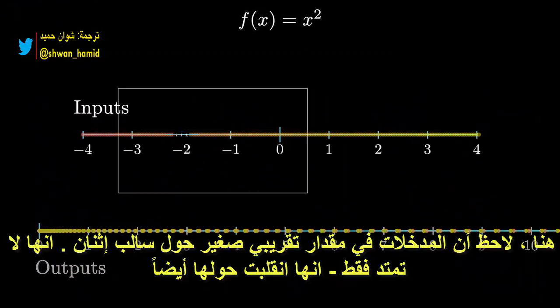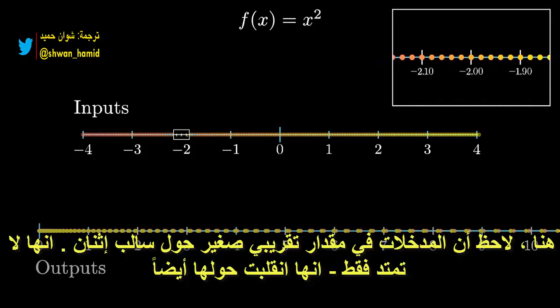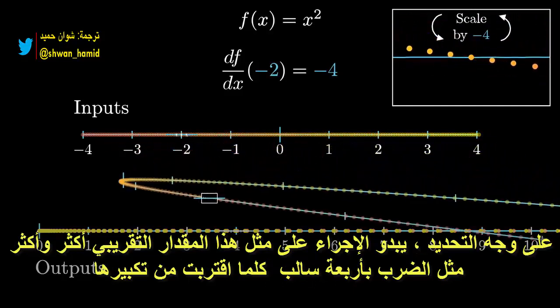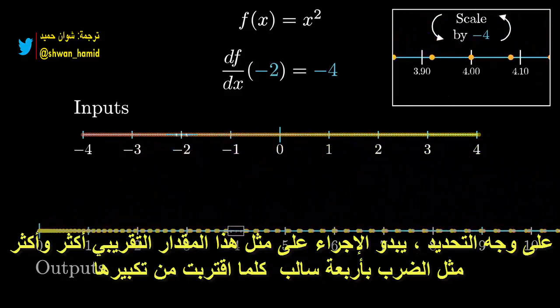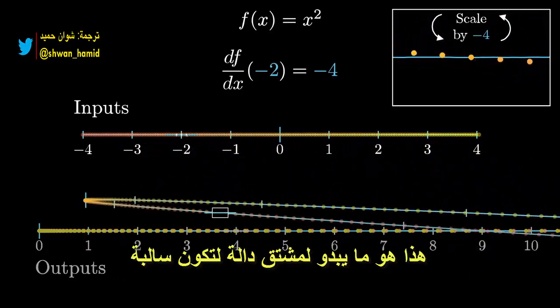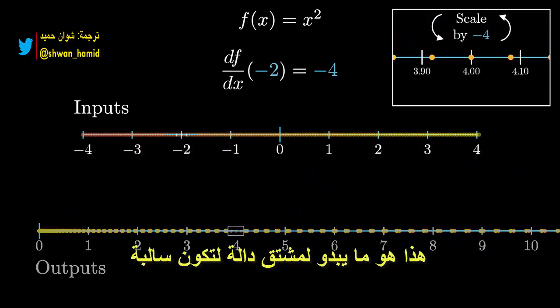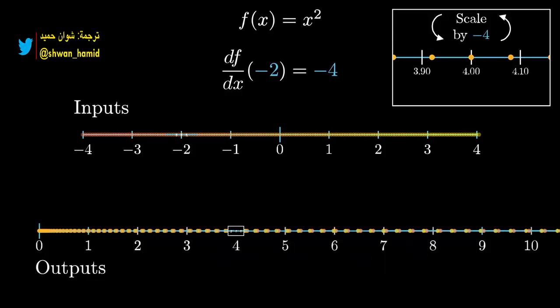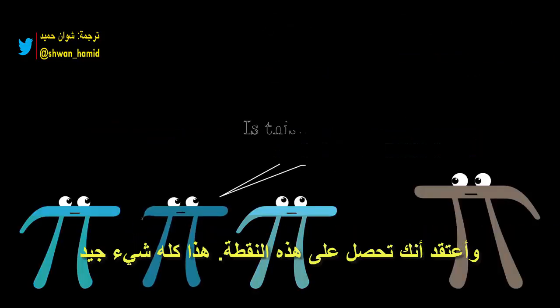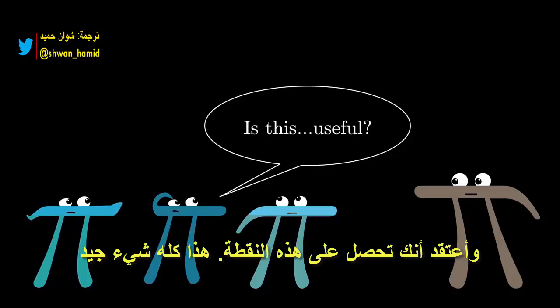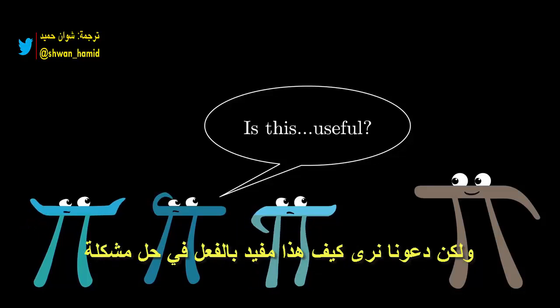Here, notice that the inputs in a little neighborhood around, say, -2, they don't just get stretched out, they also get flipped around. Specifically, the action on such a neighborhood looks more and more like multiplying by -4 the closer you zoom in. This is what it looks like for the derivative of a function to be negative. And I think you get the point, this is all well and good, but let's see how this is actually useful in solving a problem.